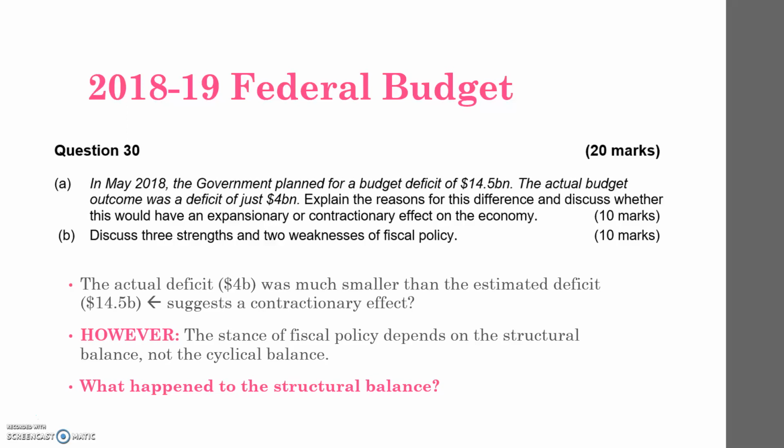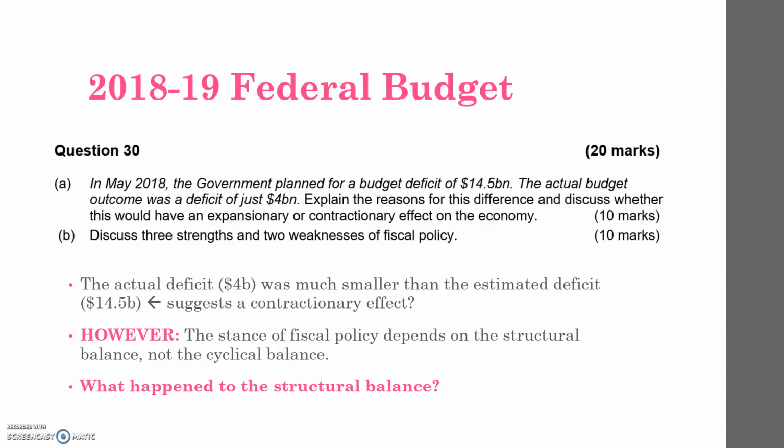In May 2018, the government planned for a budget deficit of $14.5 billion. The actual budget outcome was a deficit of just $4 billion. Explain the reasons for this difference and discuss whether this would have an expansionary or contractionary effect on the economy.